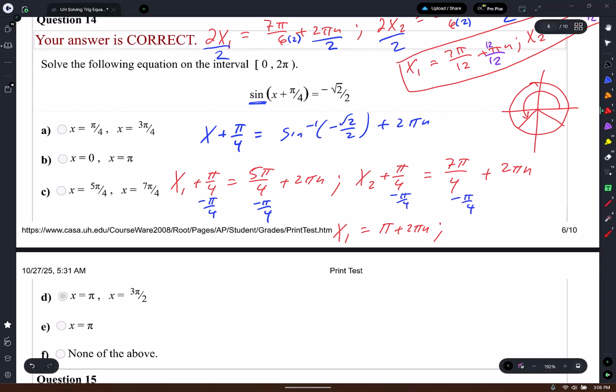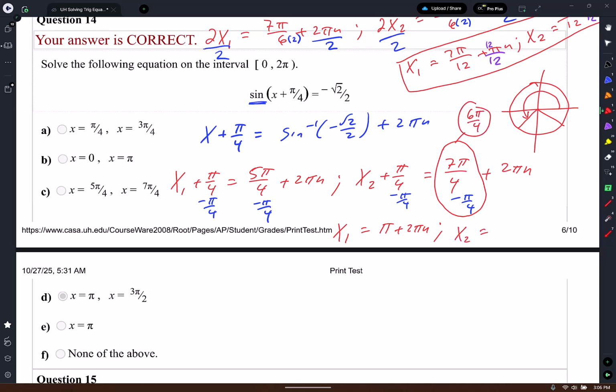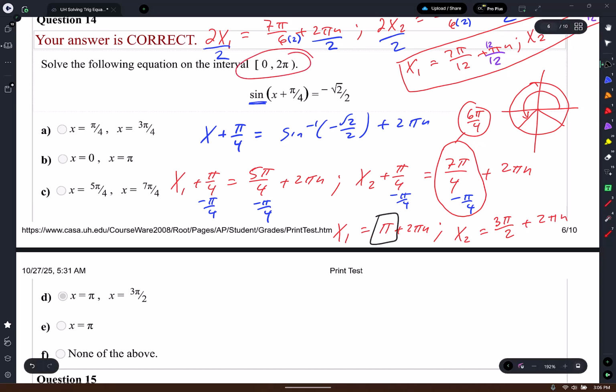This right here is 7 minus 1 is 6. So this is 6 pi over 4, which reduces to, oh, not everyone at the same time. Yeah, 3 pi over 2. 3 pi over 2 plus 2 pi n. All right, we got our answers. It's between 0 and 2 pi, so you're not going to be adding 2 pi to it. So my answers are pi and 3 pi over 2.